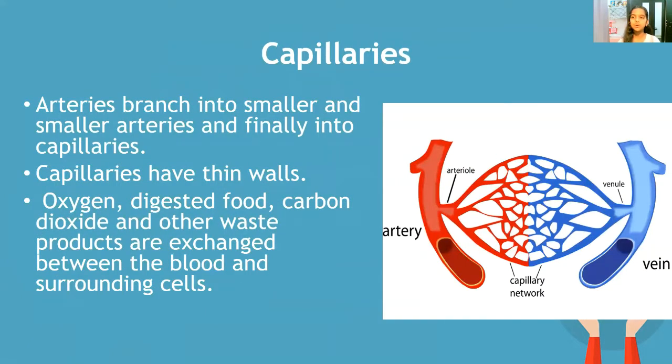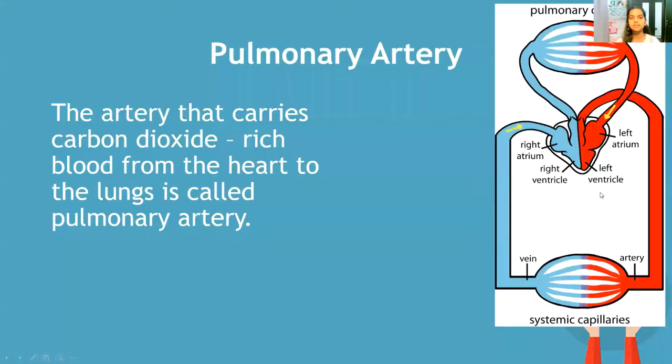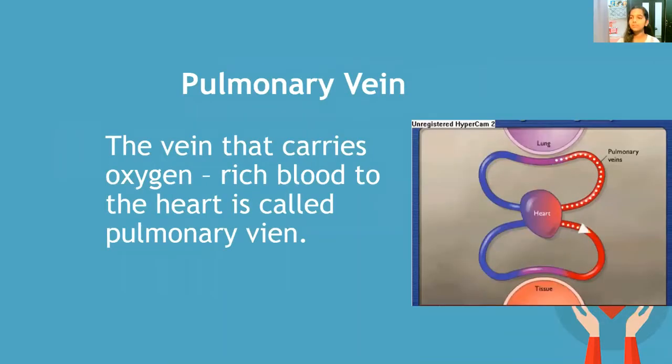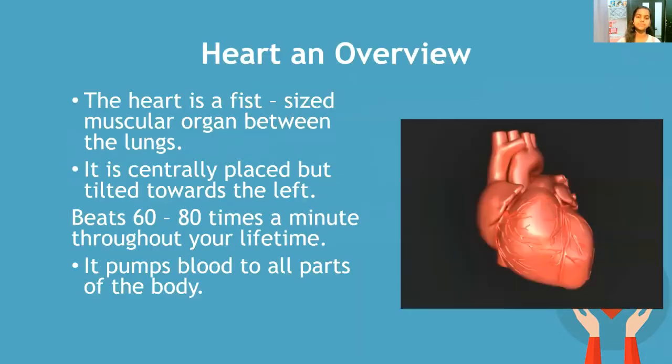When the arteries branch into smaller and smaller arteries, they finally branch into smaller tubes called the capillaries. These capillaries have very thin walls and they help in the exchange of the oxygen, digested food, carbon dioxide, and other waste materials between the cells and the blood. Among the arteries, there is one artery called the pulmonary artery that carries the carbon dioxide-rich blood from the heart to the lungs. Similarly, there is a vein called the pulmonary vein that carries the oxygen-rich blood from the lungs towards the heart.